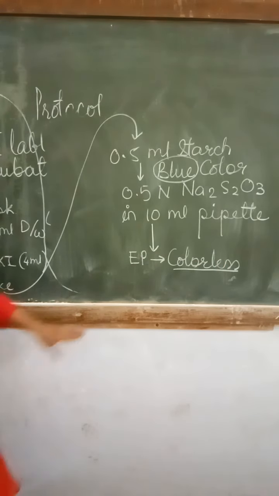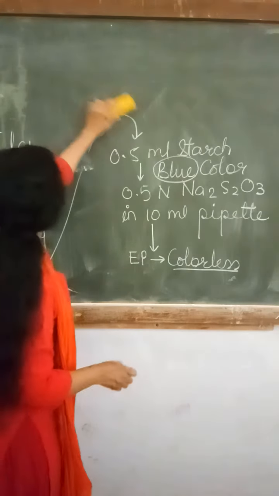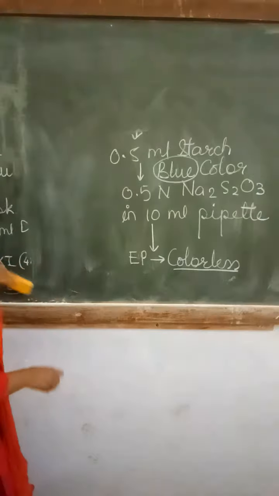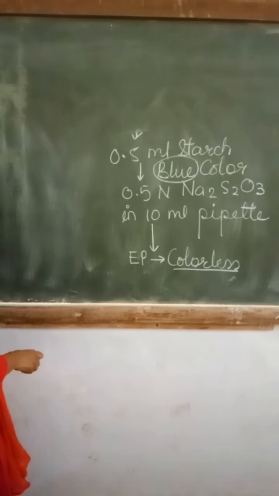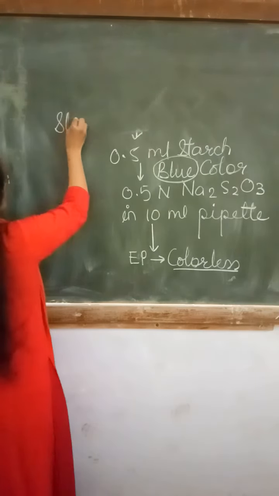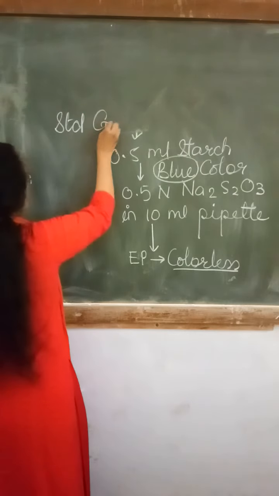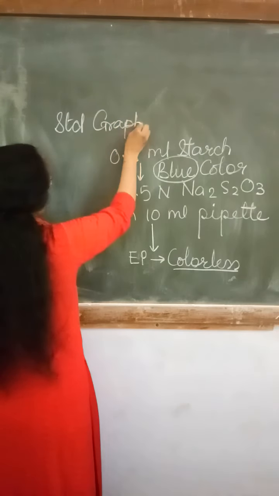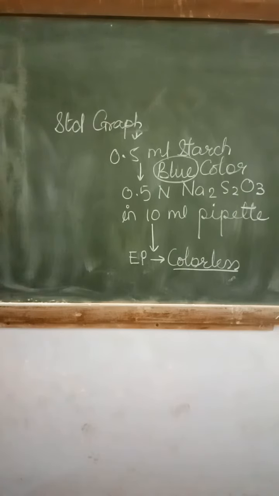Fine. Now after this much of the work, what is to be done? Now you have to draw the graph. Draw a graph of standard ethanol estimation. Here when you are making a graph, it is called the standard plot or standard graph of alcohol estimation.